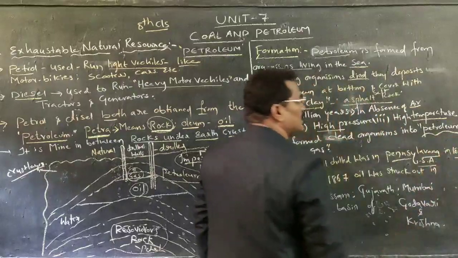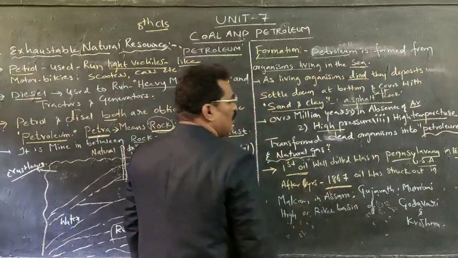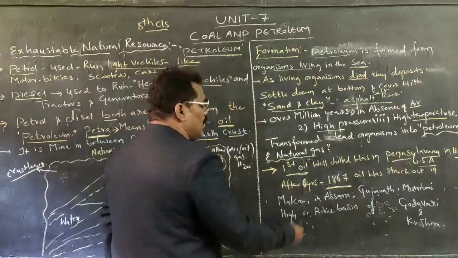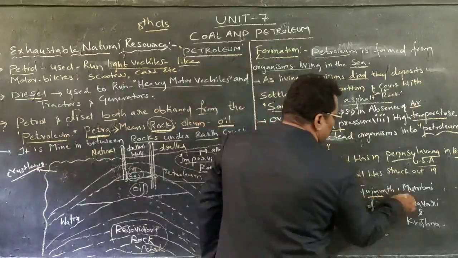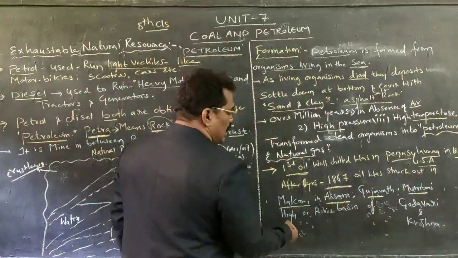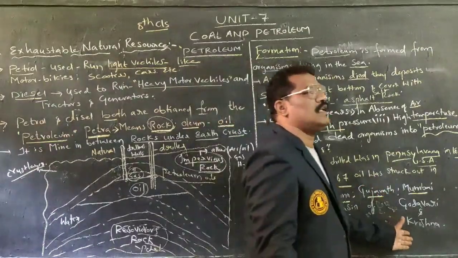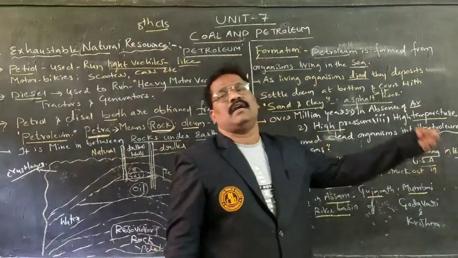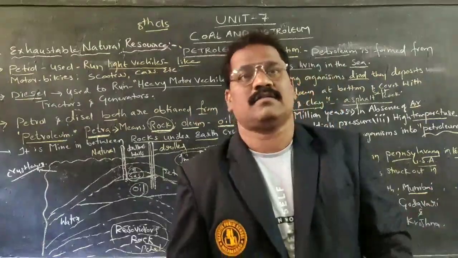Pennsylvania in USA in the year 1859. Exactly 8 years later, in India in the year 1867, oil was struck in certain places called Makum in Assam, Gujarat, Mumbai, as well as the river basins of Godavari and Krishna. In those eras, they extracted petroleum products as well as natural gas.